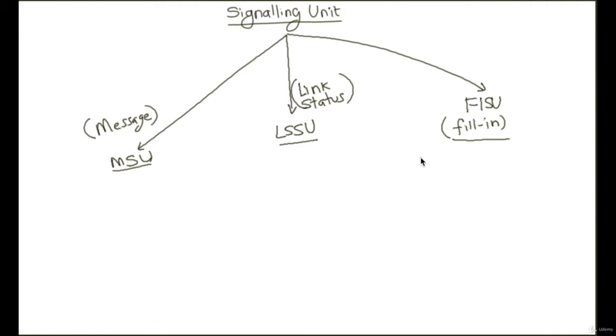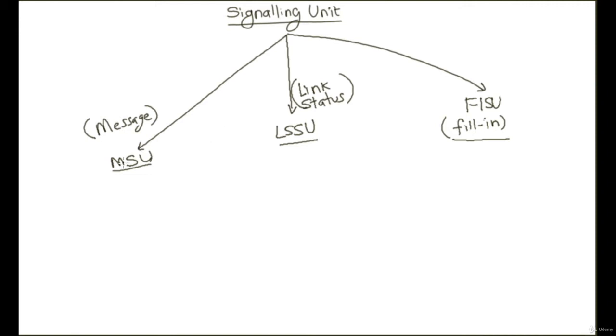Okay, so we have MSU, LSSU, and FSSU. LSSU and FSSU, they are basically generated by the MTP2 layer itself. MSU is generated by the top layer. Okay, so MSU is the main packet, the main payload which is to be transmitted on MTP2 layer.